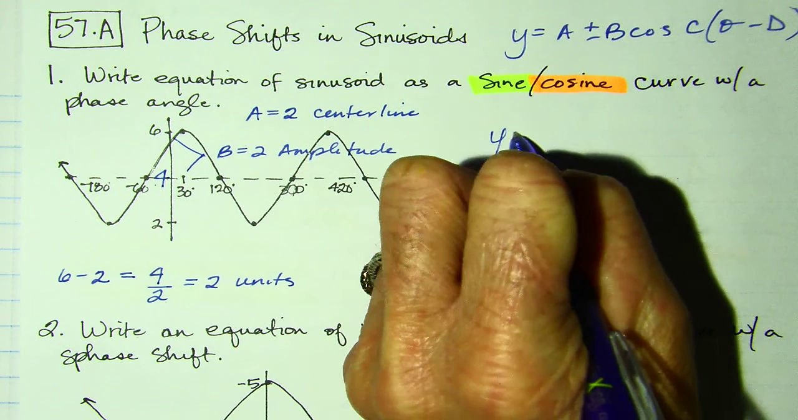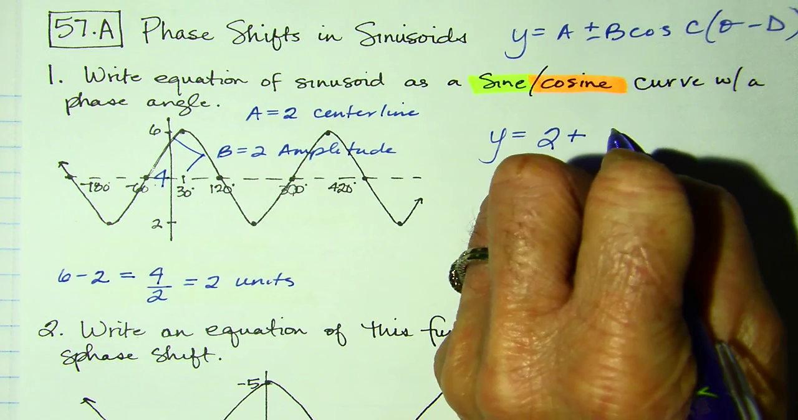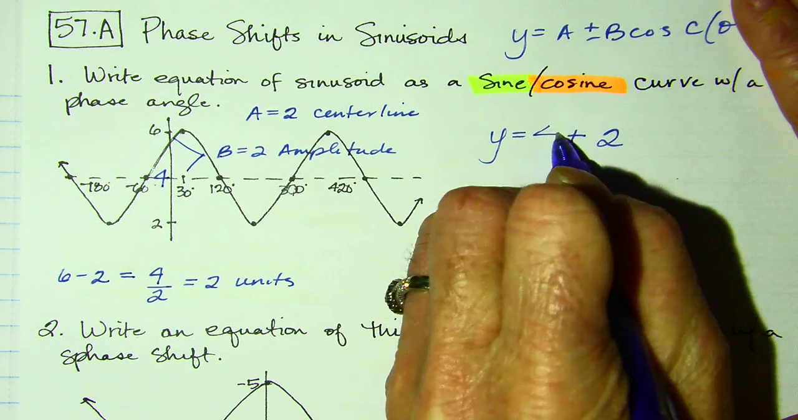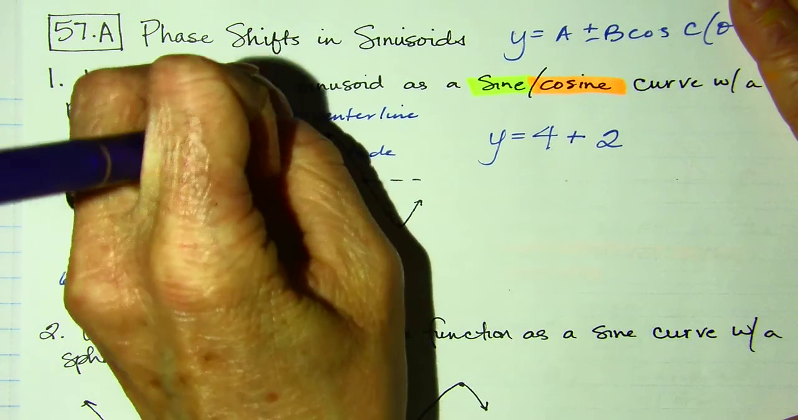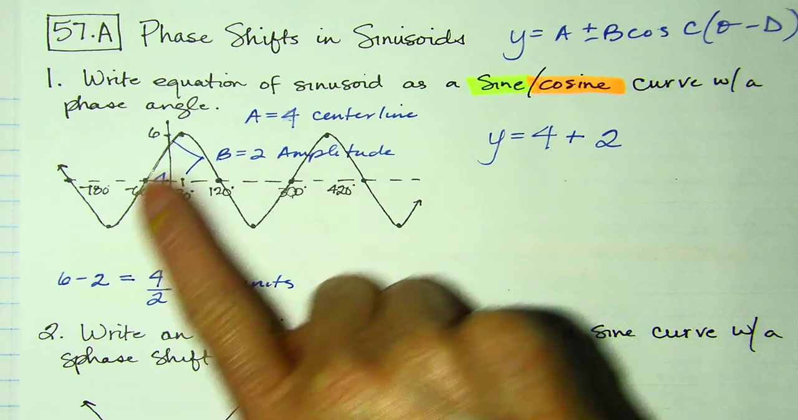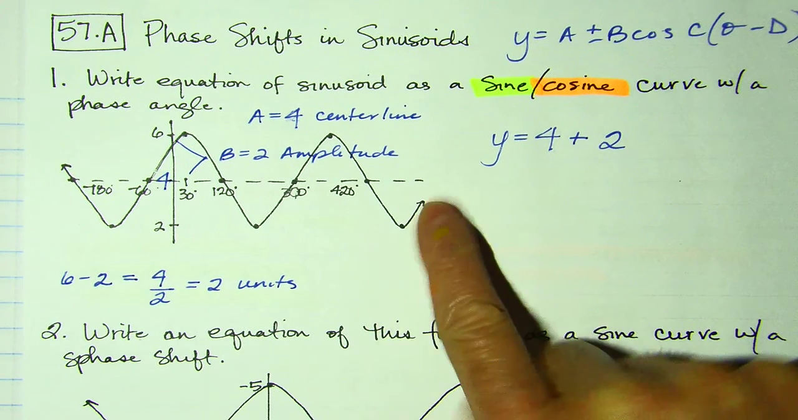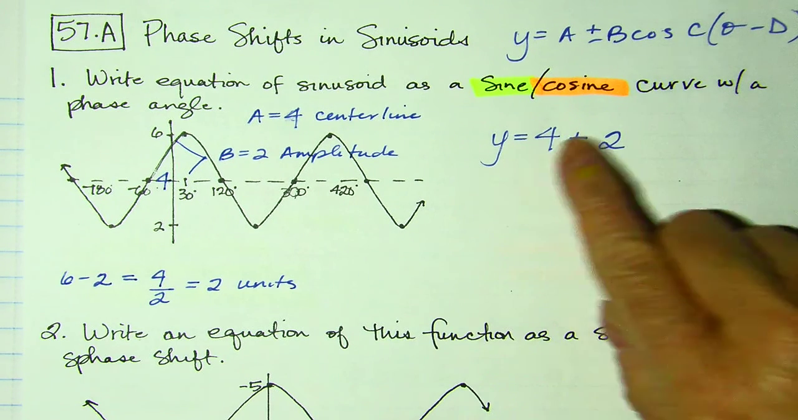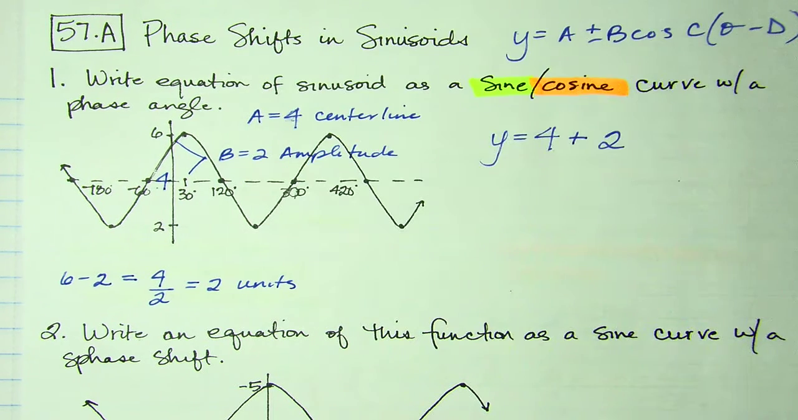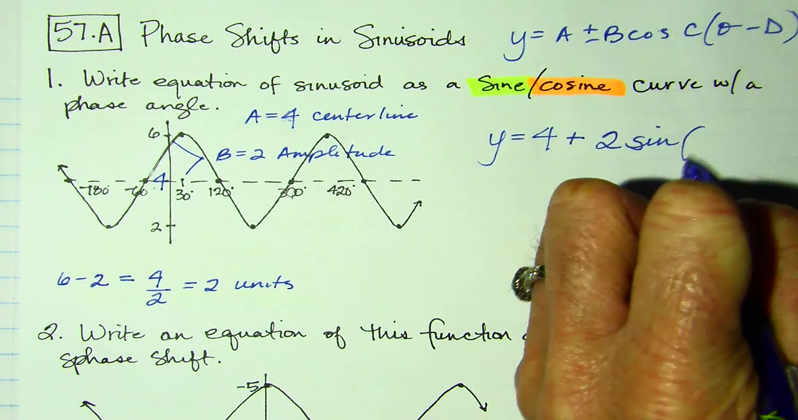So far I have y equals my center line. This has not been reflected, so plus my amplitude. Oh, I'm sorry. My center line is at 4. A is our center line, so my center line is at 4. That's always what we write first, is our center line, where this dashed line is, or where the center of our graph is. Then our amplitude, so the distance between the center line to the peak or the center line to the valley. Now I'm going to write the sine, and because it's in degrees, I'm going to use theta.